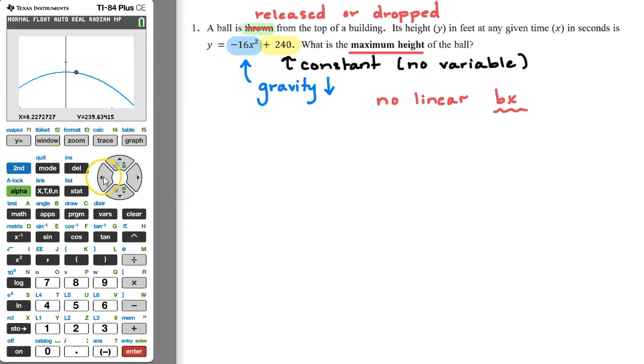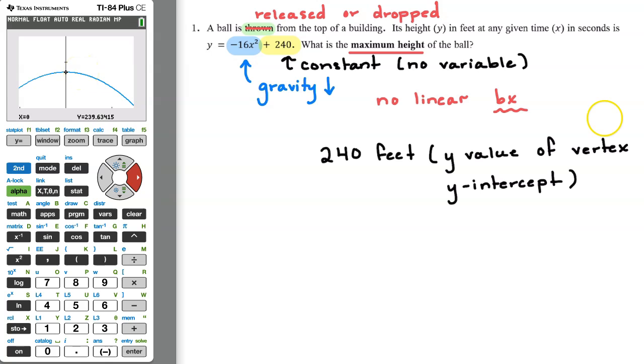Okay, here's what I see. It looks like the maximum value occurs right here on the y-axis. In other words, once I release the ball, it won't go any higher. And this makes sense because there is no linear term. There is no term in the equation that shows me sending the object up any higher. It just gets released and gravity takes hold. So it turns out that the maximum height of the ball will indeed be the vertex, which happens to also be the y-intercept of this function. The maximum height of the ball will be 240 feet. And this corresponds with the y value of the vertex and the y-intercept of the function.